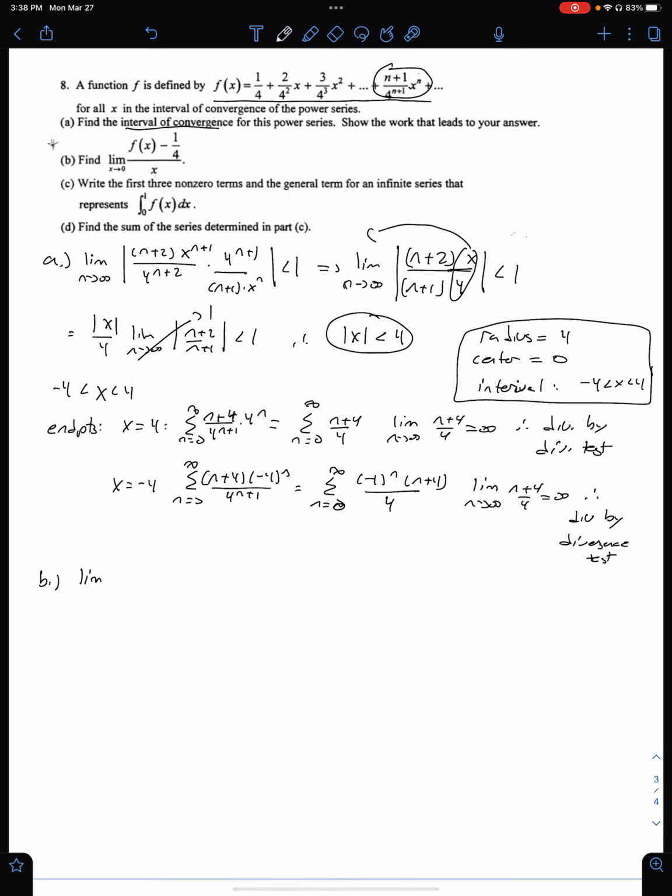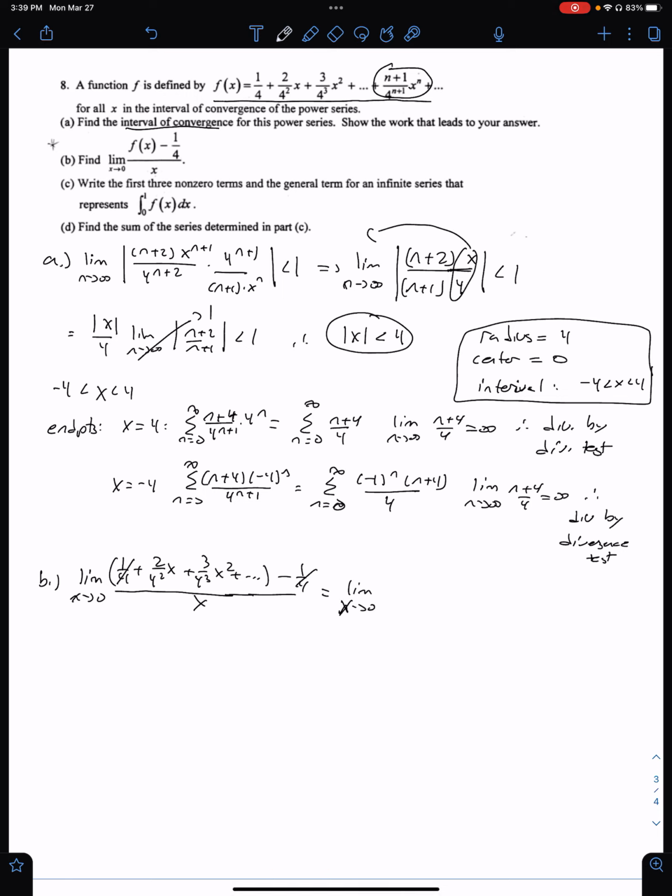All right, now part B says take the limit as x goes to 0 of our series here. If I take the limit as x goes to 0, we're just going to replace it. We've seen this quite a few times now. We would get 1/4 plus 2 over 4 squared x plus 3 over 4 cubed x squared plus ... And then, of course, it says minus 1/4 all over x. I'm just simplifying. We can cancel those 4's out, and everything else has an x in it.